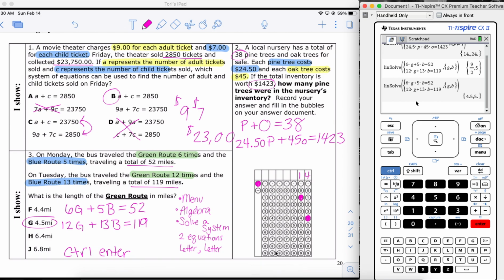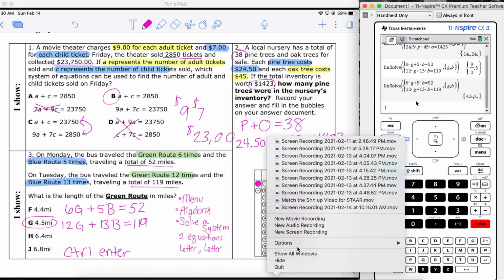All right. If you flip to the next page, you'll find the You Try problems. Go ahead and try those now.